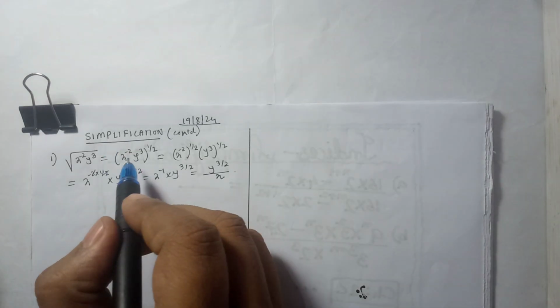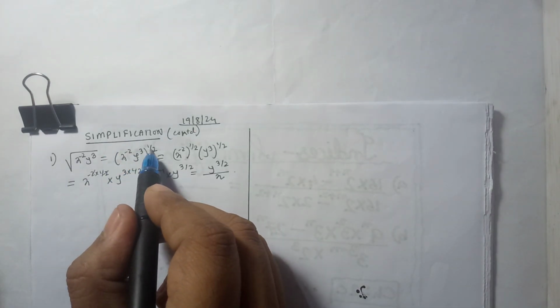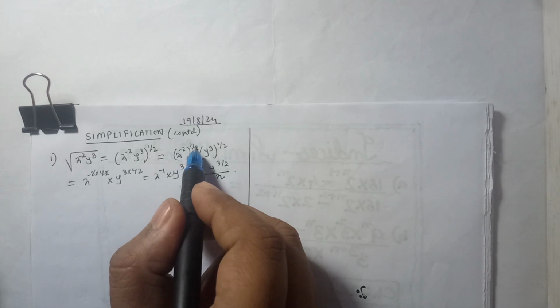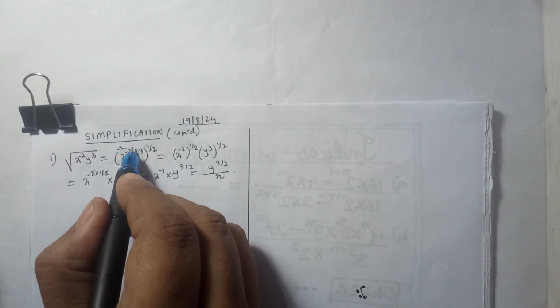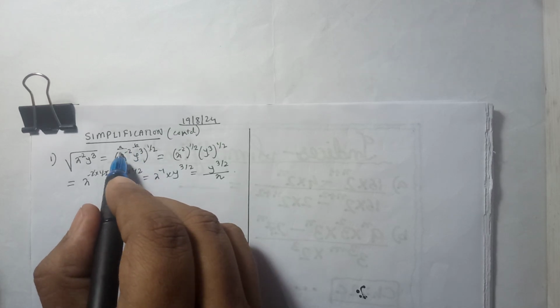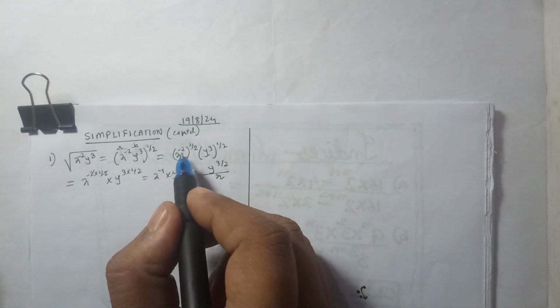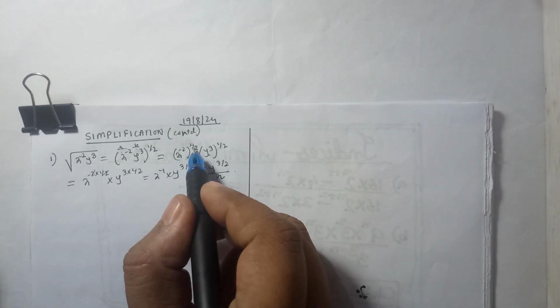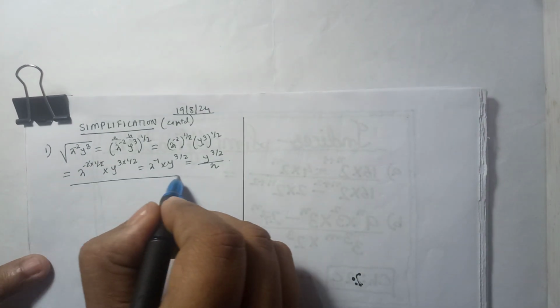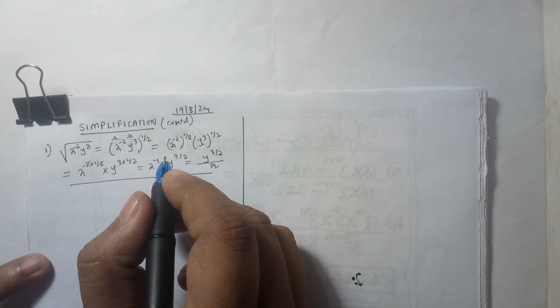Is it clear to you? So the property is a into b to the power of n is equal to a to the power of n into b to the power of n. For your convenience you can consider this as a and consider this as b. a b to the power of half will be a to the power of half into b to the power of half. And then a to the power of m to the power of n is a to the power of m into n. This is what we have done here. Moving on to the next.